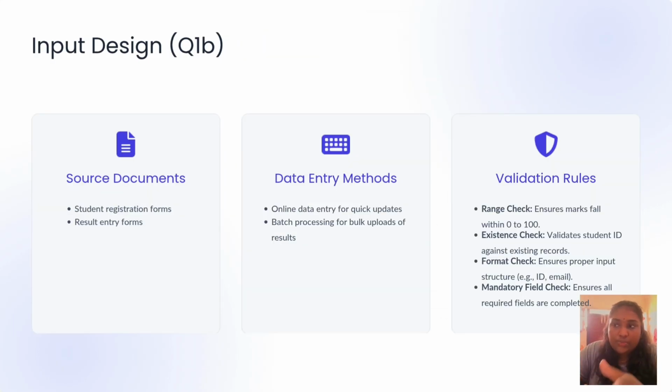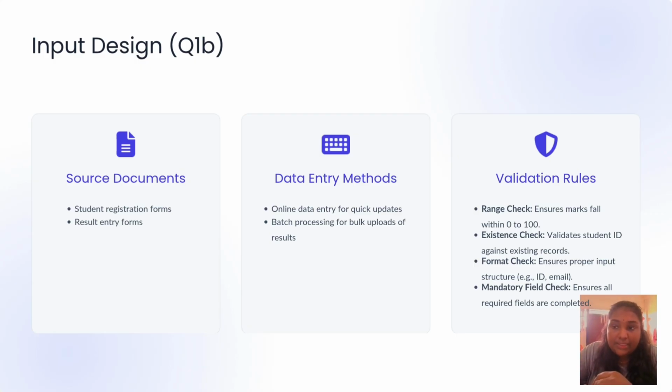In question B, input design, we have source documents, data entry methods, and validation rules. What are source documents? They are the student registration form and the result entry forms, online and batch. If a student has registered for a course, they can see in this student portal what their current registration status is. They can check it all here.